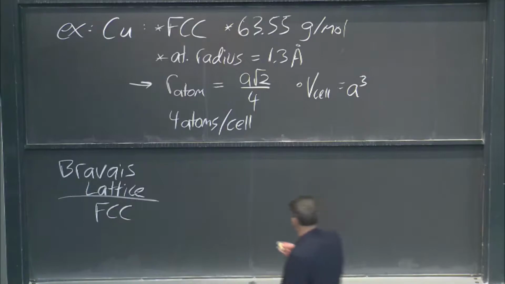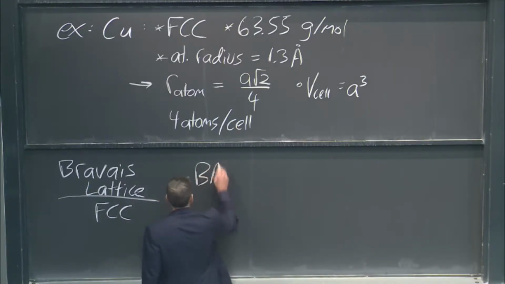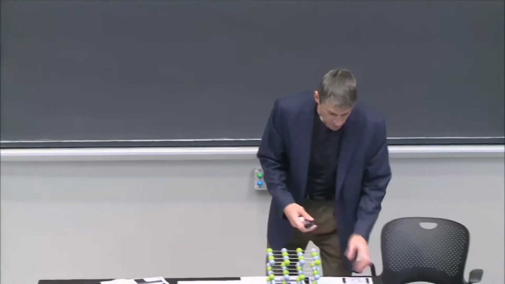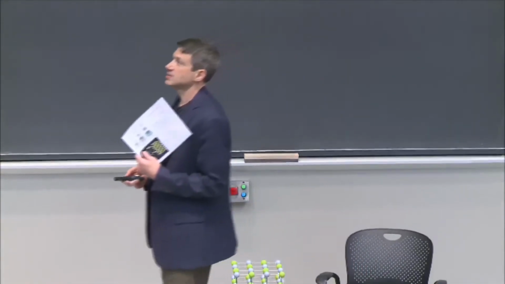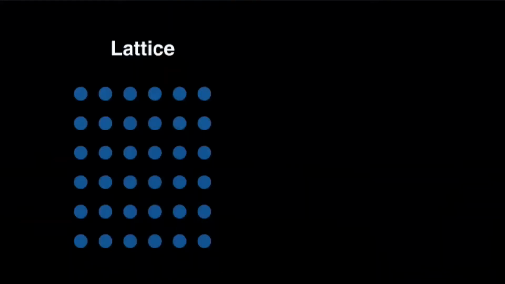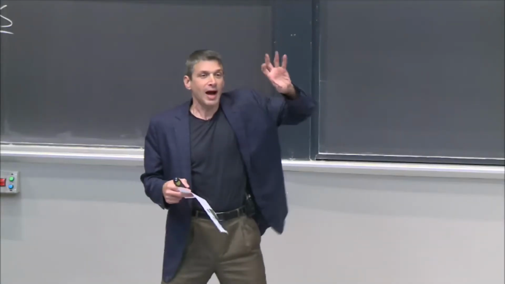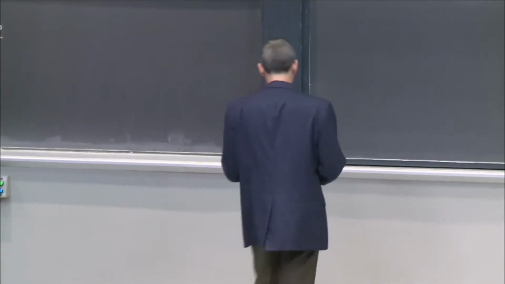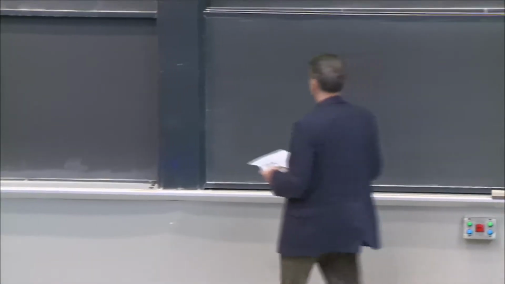But the basis can be more than just a single atom. It can be more. So how do we think about the basis, right? So here's a lattice. This is a lattice of points. The way you want to think about a lattice is a stamp without putting things there yet. The basis is what you put there. Let's write that down because it's so important, okay?